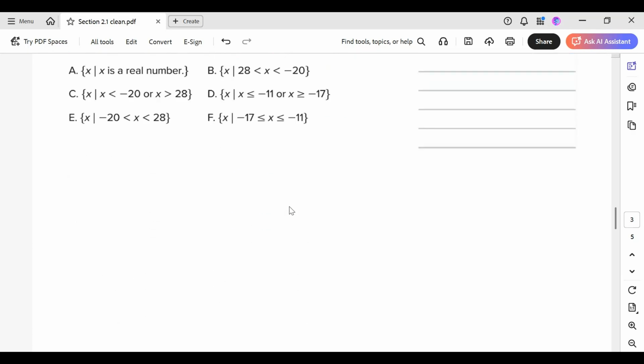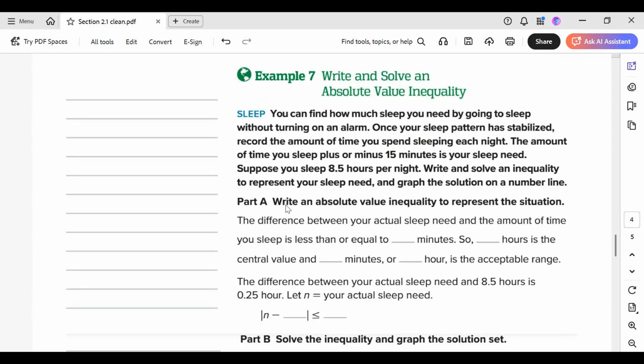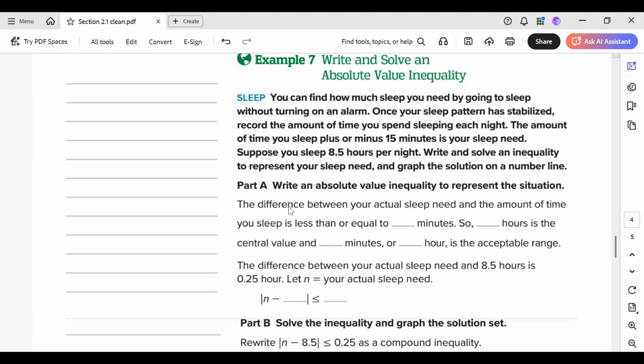Okay, in example 7, our word problem says write and solve an absolute value inequality. This one's based on sleep. So it's saying you can find how much sleep you need by going to sleep without turning on an alarm. Once your sleep pattern has stabilized, record the amount of time you spend sleeping each night. The amount of time you sleep plus or minus 15 minutes is your sleep need. So it says, suppose you need 8.5 hours of sleep per night. They want us to solve an inequality to represent our sleep need, and graph the solution on the number line.